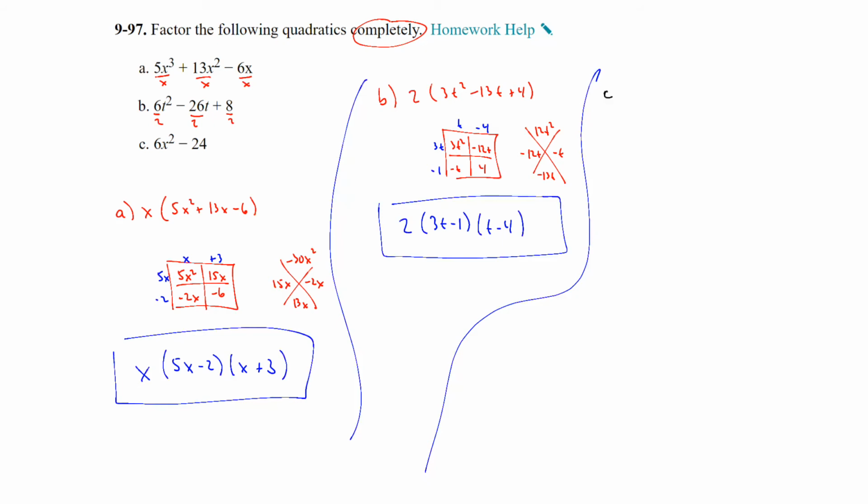All right, and then on the last one, C. 6x squared minus 24. So both of these have a common factor of 6. So we will take the factor of 6 out by dividing. That leaves us with x squared minus 4.